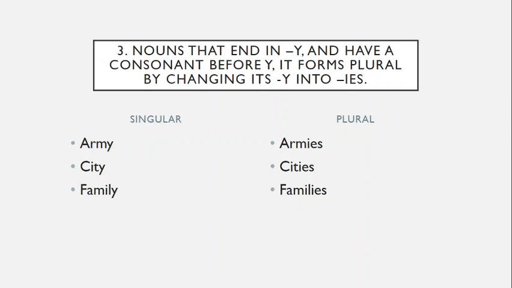Rule number 3 is nouns that end in y and have a consonant before y. It forms plural by changing its y into ies. You got it or not? Okay, now listen. If the noun is ending in y, okay, the noun has y at the end and the letter before the y is a consonant.